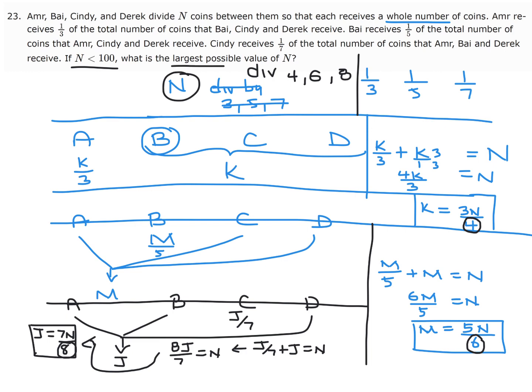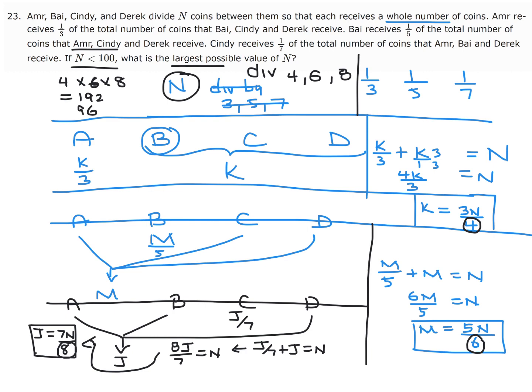A number that is divisible by 6, 4, and 8. Okay, well, let's see. Let's first multiply those numbers and let's see what we get. So if we do 4 times 6 times 8, that's going to be what? 192? Yeah, 24 times 8, right? Well, that is a good number. It's divisible by 4, 6, and 8, but it's not less than 100. Okay, how about if we take half of that?